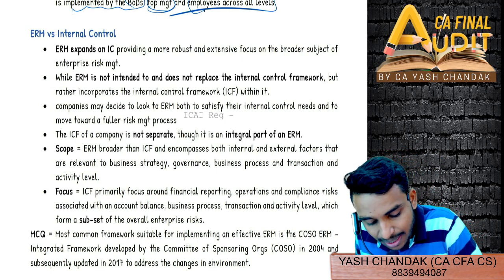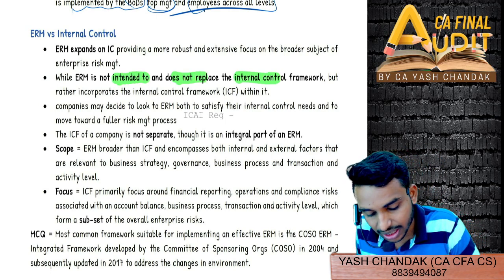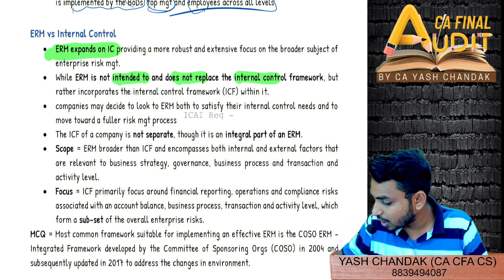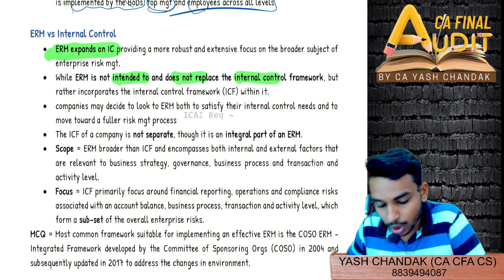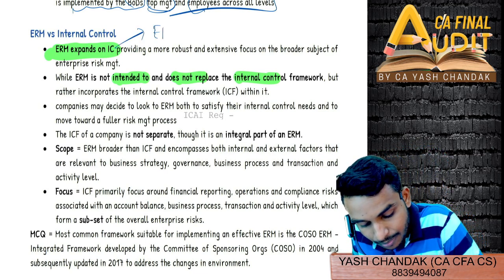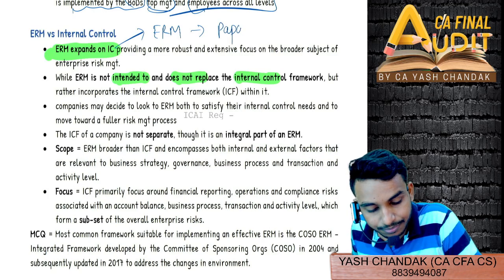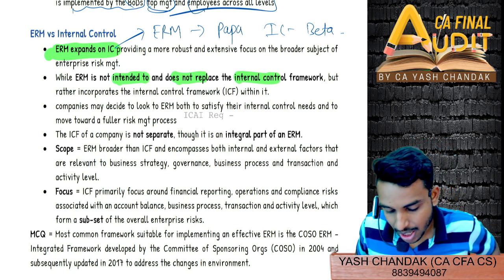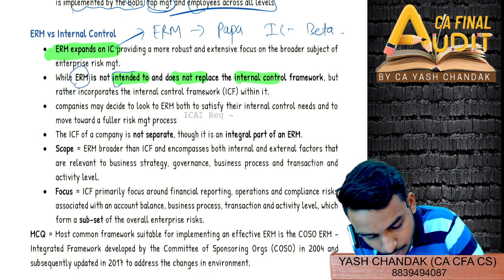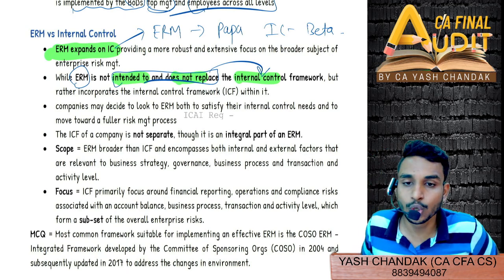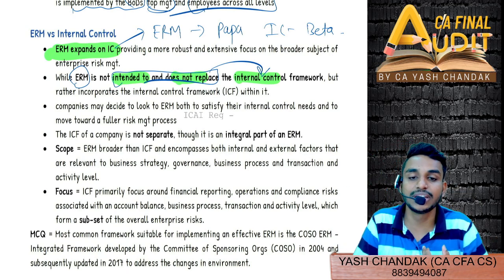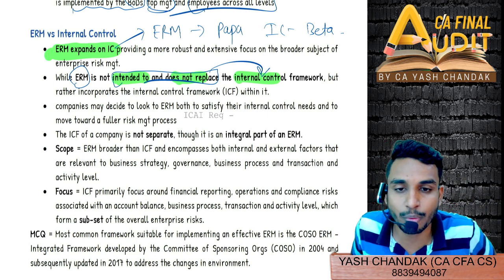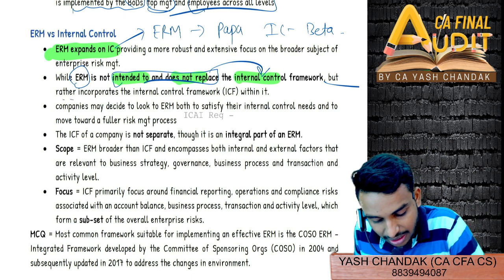Similarly, ERM is not intended to, and does not, replace internal control; ERM expands on internal control. That is a really important line. I can say that ERM is the papa and IC is the beta. Do you think any papa intends to replace his son? No. There is no such intention for any father, and neither can he do so. For any mother, think from a mother's point of view, can a father replace a son? No.